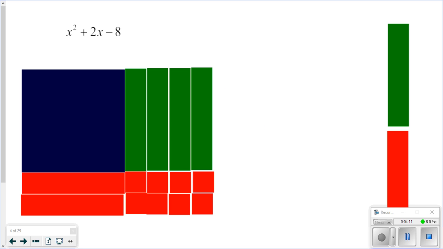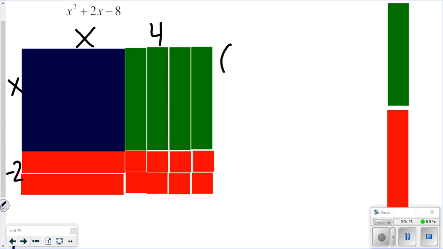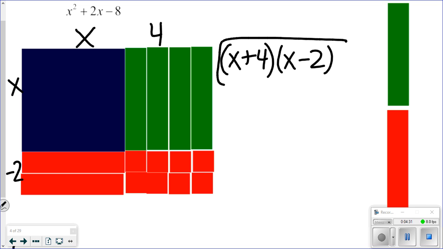So do you remember how we got our answer? X, and how many positive green ones do we have? 1, 2, 3, 4. X, and we have 2 red ones, so that would be a negative 2. So my answer is x plus 4 and x minus 2. If I multiply 4 times negative 2, we get negative 8. 4 minus 2 is that middle x term, which is 2.